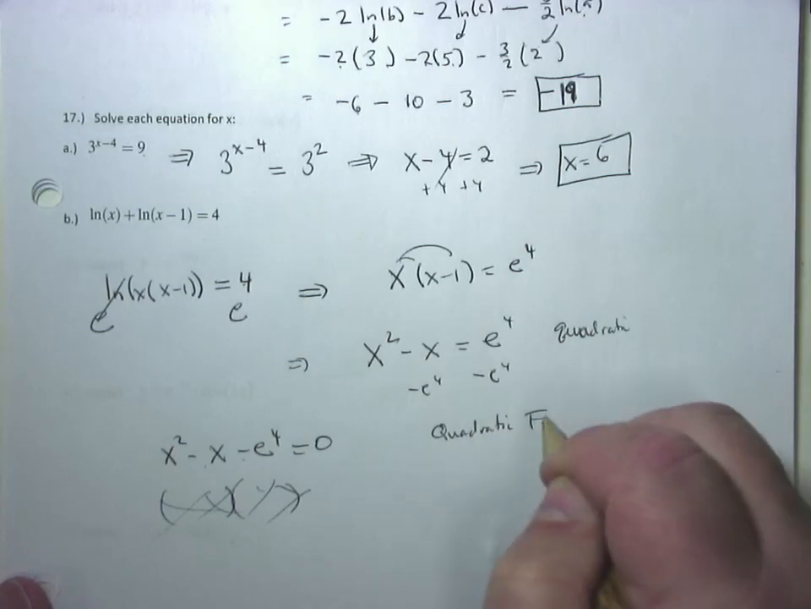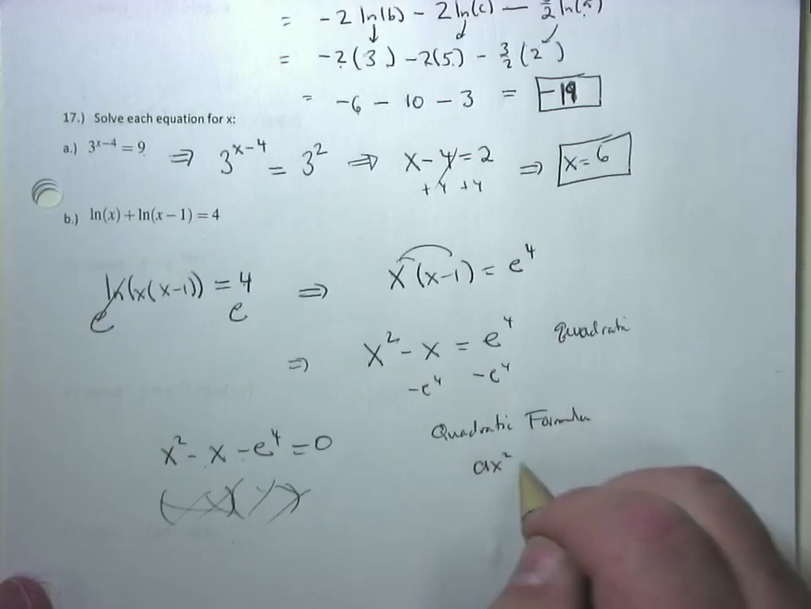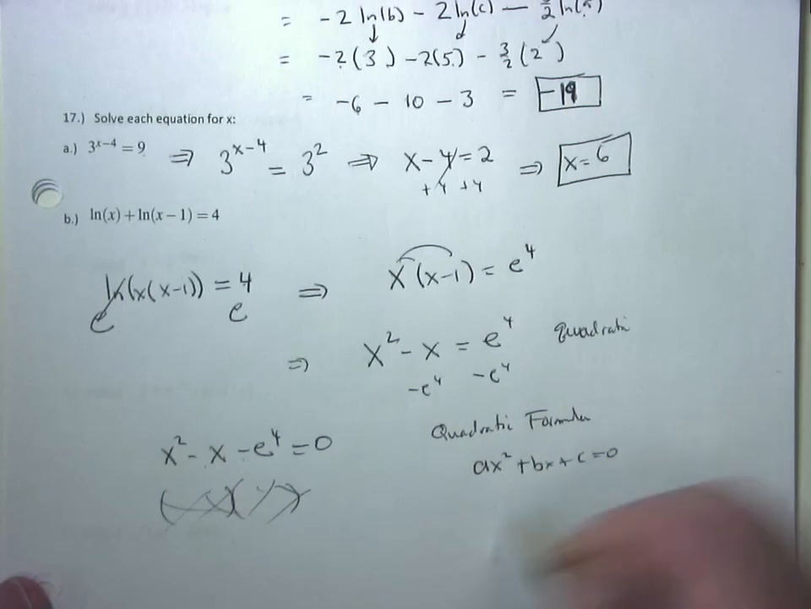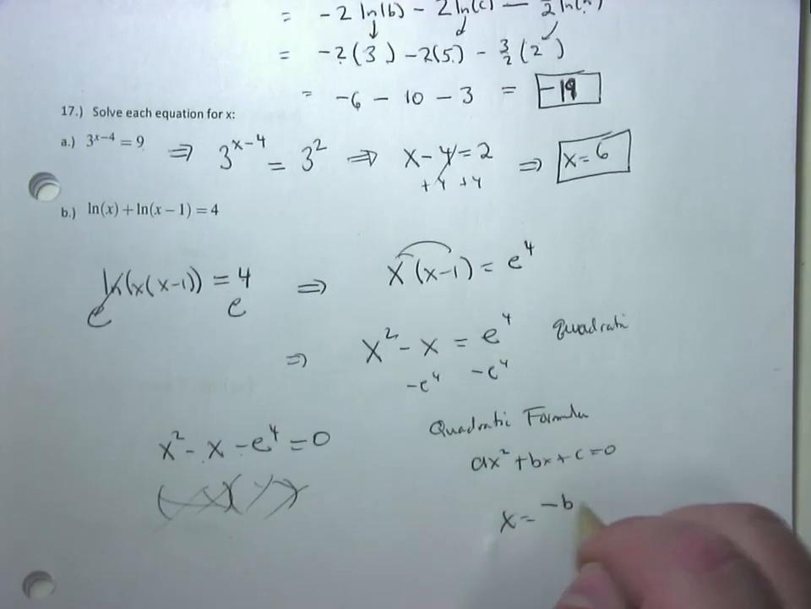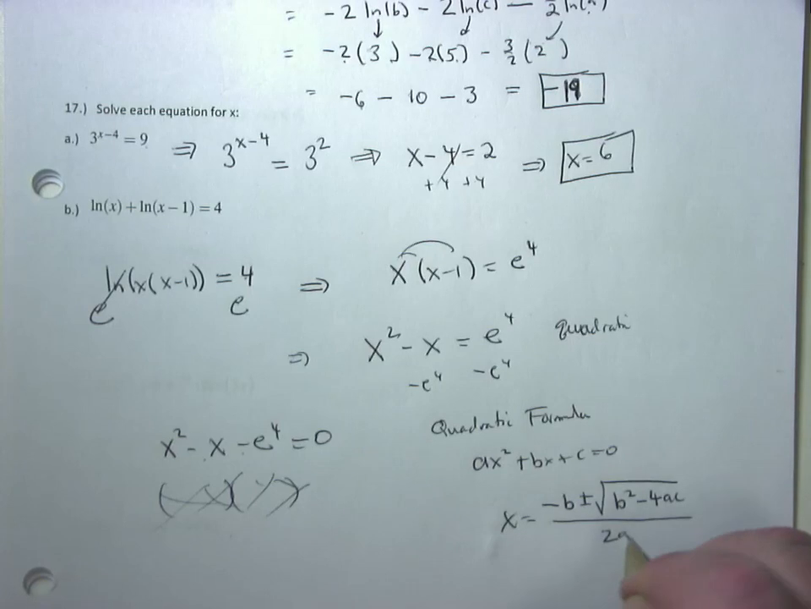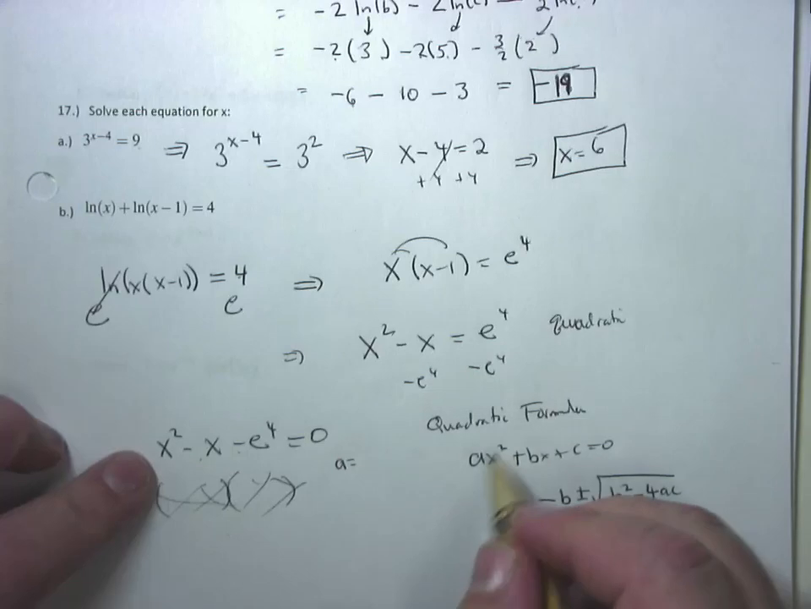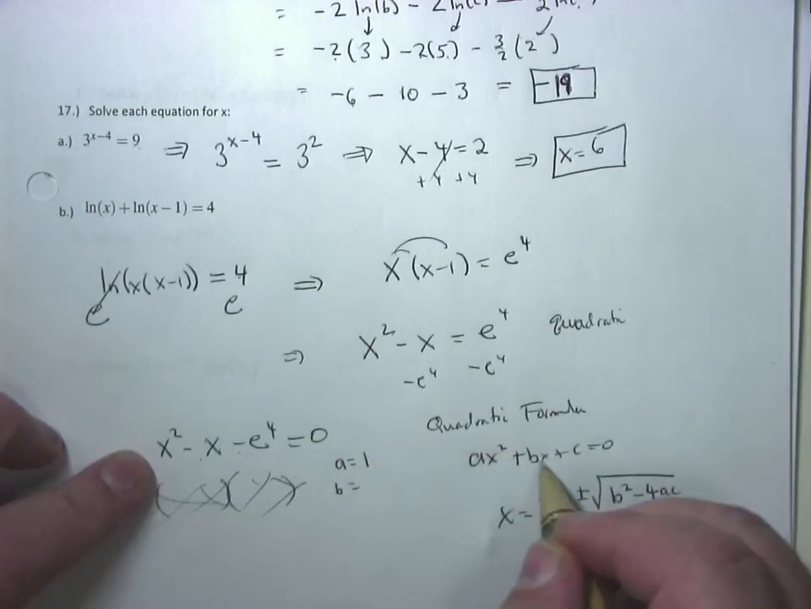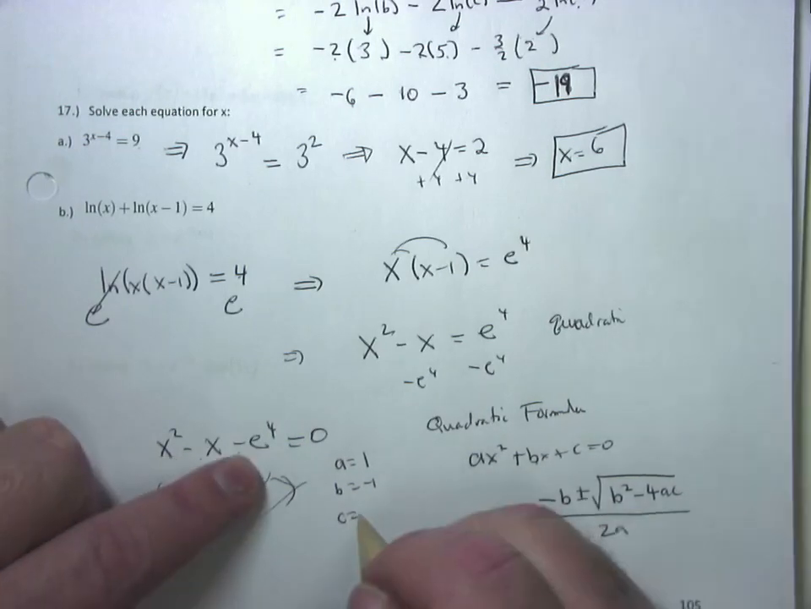So let's all sing along if we know it. Quadratic formula. The first thing is this. With quadratic formulas, you have to set the equation equals 0. Ax squared plus bx plus c equals 0. And then using the quadratic formula to solve for x, sing along if you know it, it is what? Negative b plus or minus the square root of b squared minus 4ac all over 2a. In our problem here, a is the coefficient in front of the x squared, which is 1. B is the coefficient in front of the x, which is negative 1. C is equal to the constant term, which is the negative e to the 4th.